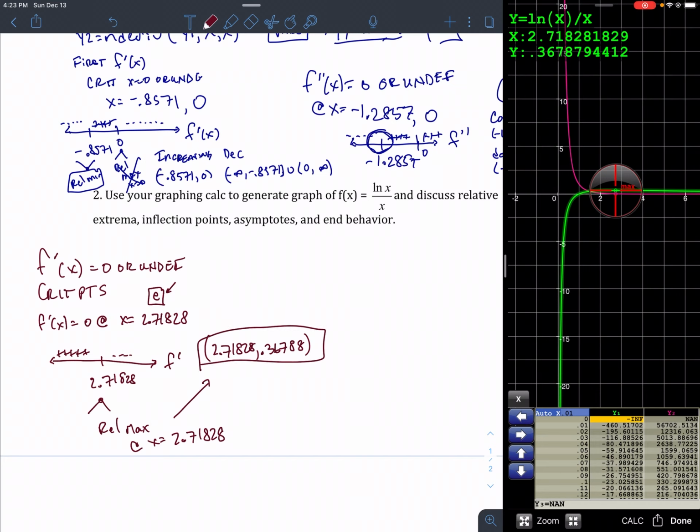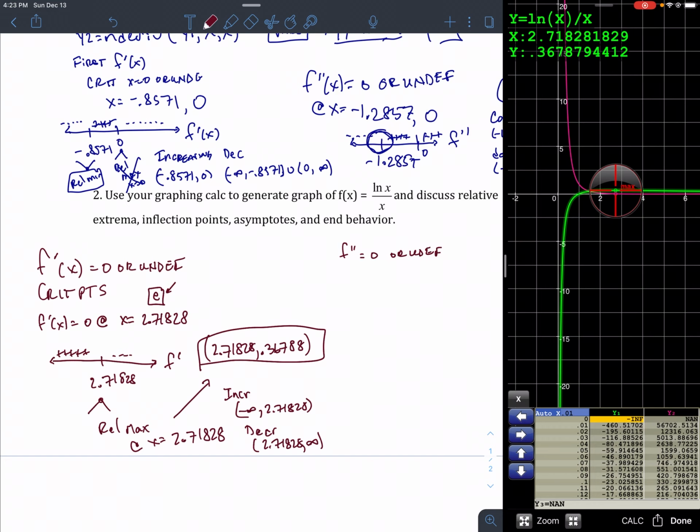My intervals of increasing are from negative infinity to 2.71828. My decreasing is going to be from 2.71828 to infinity. All right, so concavity: f double prime, set it equal to 0 or undefined, and we can get concavity here.